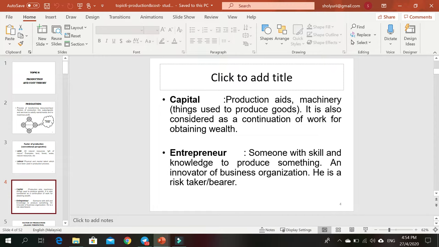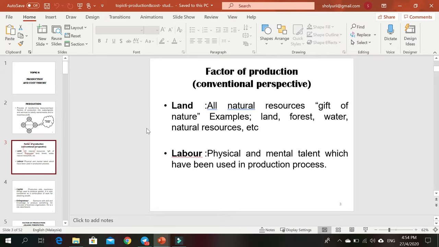Contoh yang masa saya kata, we want to produce goreng pisang, right? So to produce goreng pisang, we need to have all four the factors of production. First of all, we need land, the natural resources. We need pisang, tepung, telur, and all the raw material to produce goreng pisang. Second one, we need labor, people to do the job, because pisang cannot go and melompat dalam tepung sendiri. I already mentioned it to you.